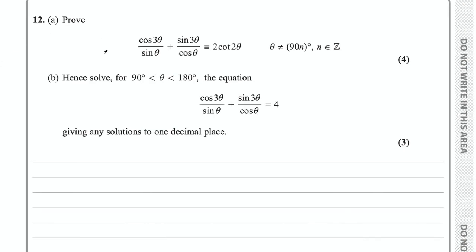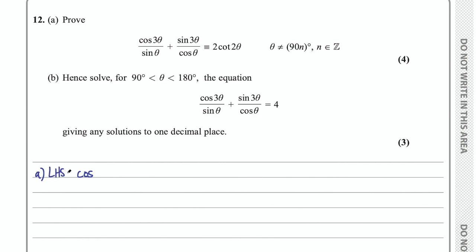Question 12, part A says, prove that cosine of 3 theta over sine theta plus sine 3 theta over cosine theta is equivalent to 2 cotangent 2 theta, where theta is not equal to 90n and n is an integer, for 4 marks. So we need to prove this trigonometric identity. Let's take the left-hand side. It looks like the messier side, so let's start off with that.